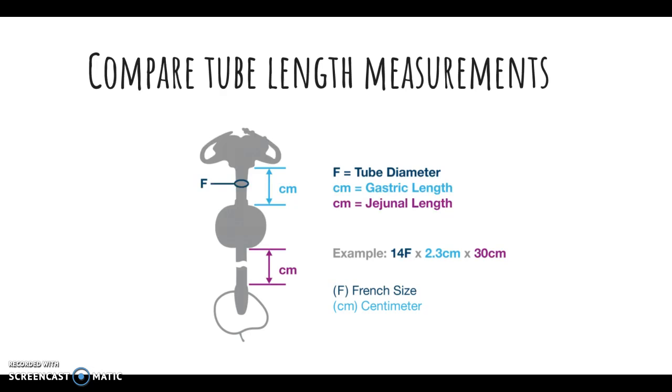Comparing tube length measurements. Compare the external tube length to the tube length measurements obtained after the initial placement of the tube. Contact parents or their guardian and the healthcare provider if there is a discrepancy in their measurements. If the patient has abdominal distension, do not administer the medication. Instead, go ahead and contact their parent or guardian and the healthcare provider.